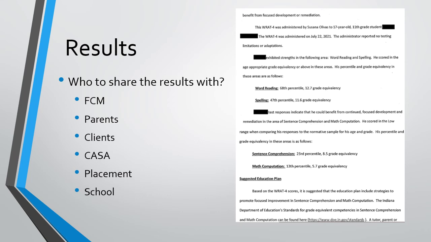Once you have received the results, you can share the results with anyone on the case. This will include the FCM, the client's parents, the CASA, placement, and the school. Here's an example of the results that you will get back from Bobby Brown.